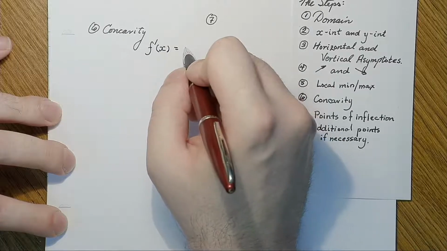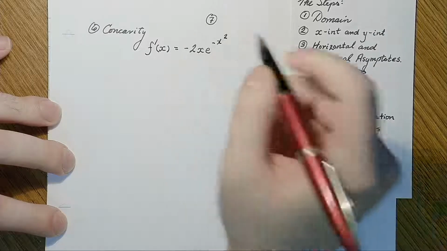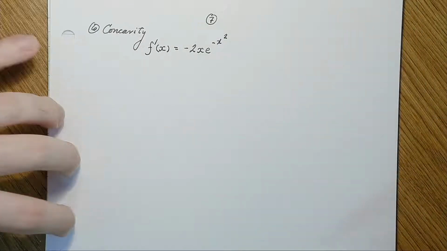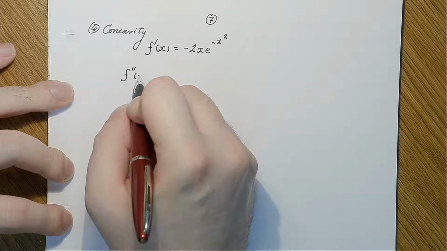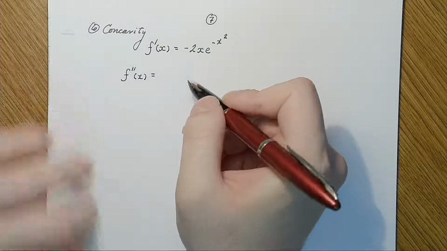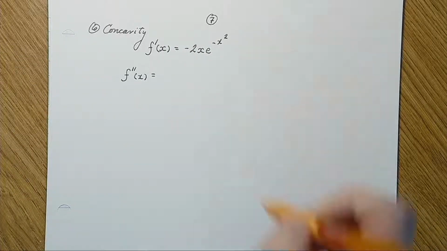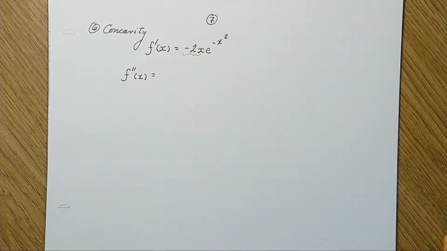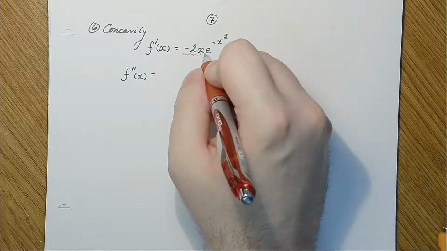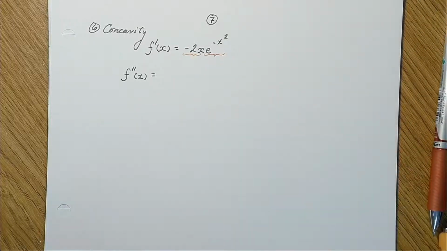So I'm just going to rewrite the first derivative just so that we have it in front of us. So we have the concavity, so we've got to take the second derivative. So not only do I have to use chain rule to solve this part here, but I have a product rule as well.